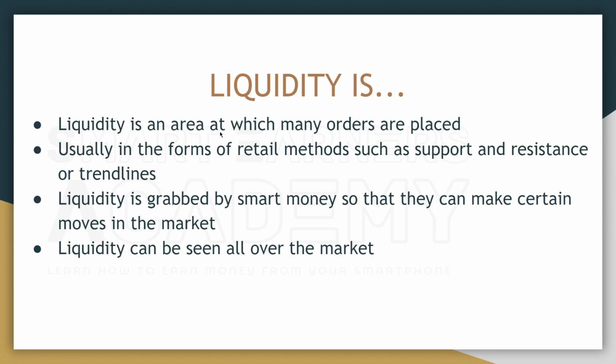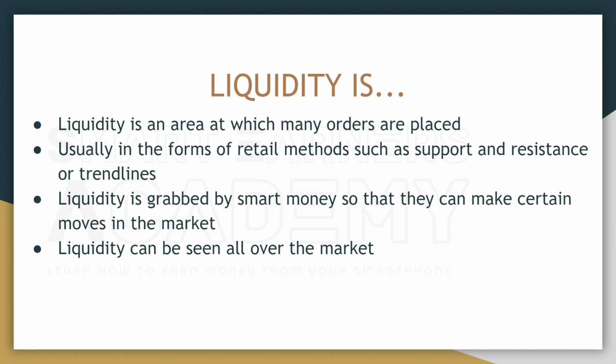So, first, liquidity is an area in which many orders are placed. Areas of liquidity are areas where loads of people are looking to enter from, right? And loads of people meaning your retail traders, so traders like me and you, for example. Loads of those retail traders are taught to trade using support and resistance and trend lines. So there's going to be liquidity around trend lines and support and resistance, right? The retail technical analysis, the usual methods.